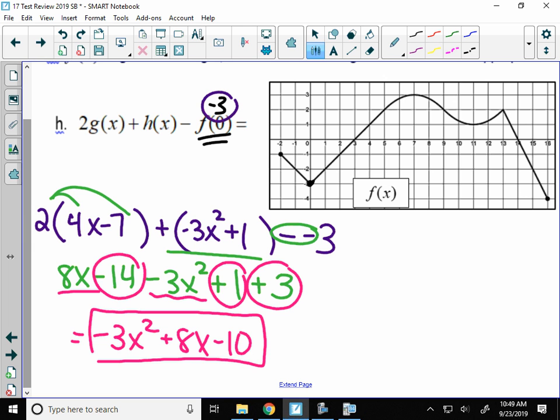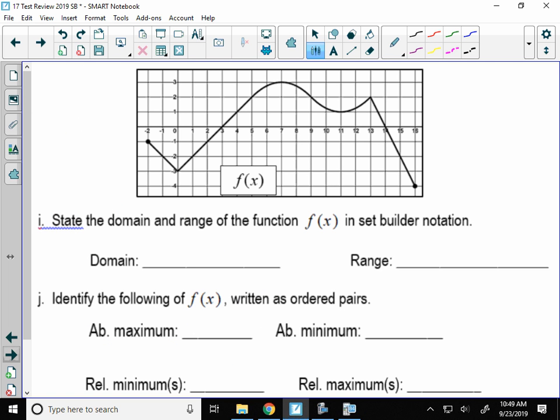All right, let's talk about some features. Domain and range. We're going to use set builder notation for this one. Remember, set builder notation uses curly brackets. Domain is x's, and I want all the x's such that, that's what the bar means, the x's are between negative 2 and 16. X goes in the middle, and because I have closed dots on either end, I'm going to fill in with less than or equal to symbols.